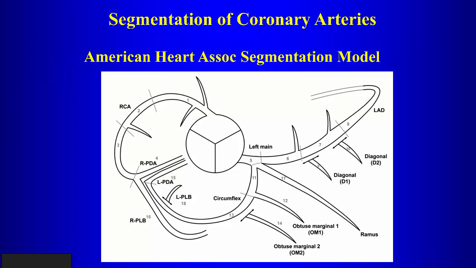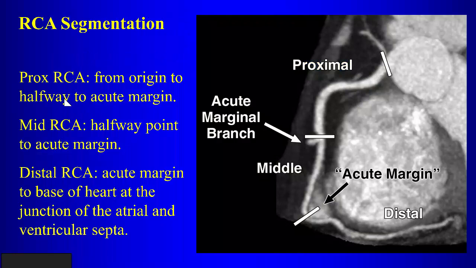Now, segmentation of coronary arteries. I don't expect you to memorize the numbers, but you should be able to designate proximal, mid, and distal. And so we'll go over that. So segmentation of the right coronary artery. The proximal right coronary artery is from the origin halfway to the acute margin. Again, this segmentation nomenclature comes from catheter angiography.